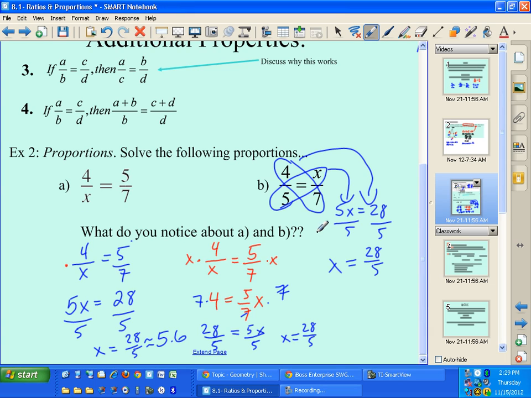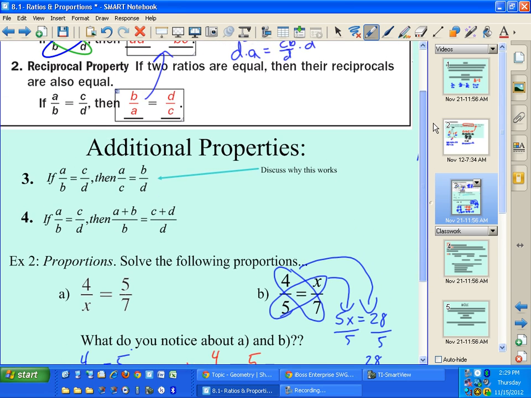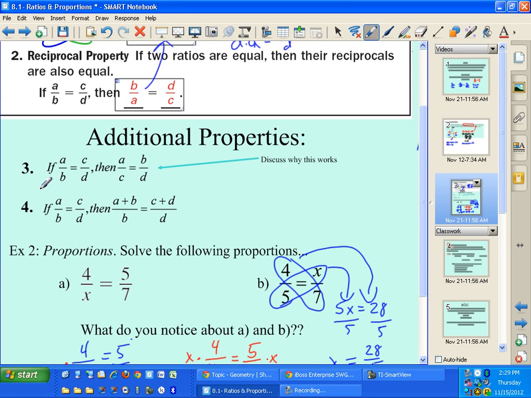They're the same, but the difference in these is that we used property 3 to mix them up. We did 4 over x is the same as 5 over 7. Well, they switched the x and the 5 places, which is what is happening here in additional property number 3. They switched the B and the C places, but they still get the same thing when you do the cross product property. So make sure you get these down and come to class prepared.